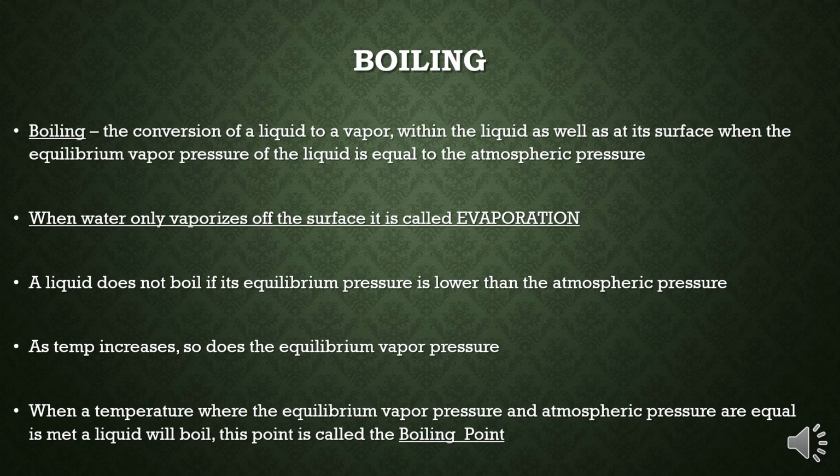So when you get a pot boiling on the stove, that rolling boil where bubbles are coming up from inside, that's water vapor bubbles coming from inside your liquid escaping out. A liquid does not boil if its equilibrium pressure is lower than the atmospheric pressure. As temperature increases, your equilibrium vapor pressure goes up. That's why water doesn't normally boil, but as we increase the temperature, it starts to boil. When the equilibrium vapor pressure and the atmospheric pressure are equal, a liquid will boil. We call this the boiling point.